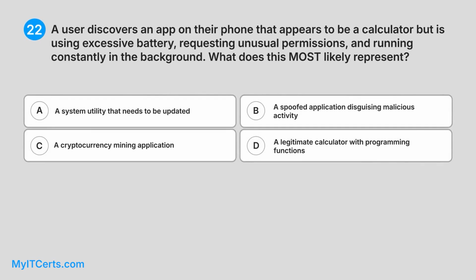A user discovers an app on their phone that appears to be a calculator, but is using excessive battery, requesting unusual permissions, and running constantly in the background. What does this most likely represent?